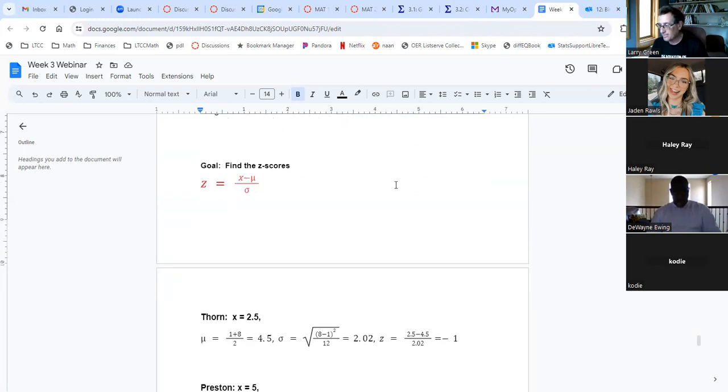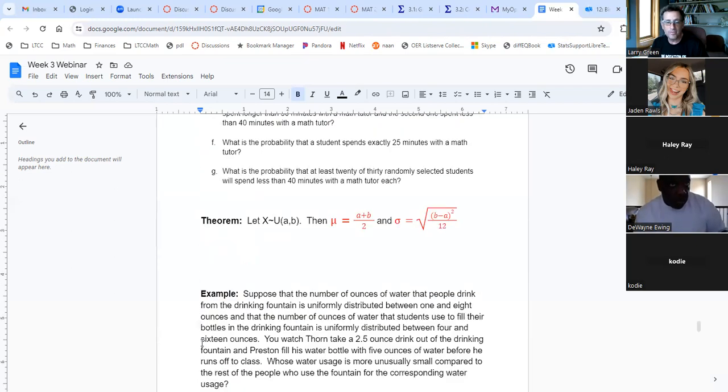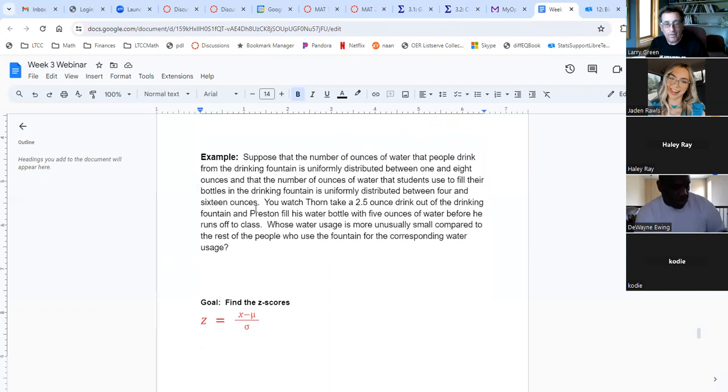Let's start with Thorne. Notice, by the way, Thorne took a 2.5 ounce drink, just using the drink fountain, not a water bottle. And the amount people drink is uniformly distributed between 1 and 8. So what we need to do is find mu and sigma when it goes between 1 and 8.